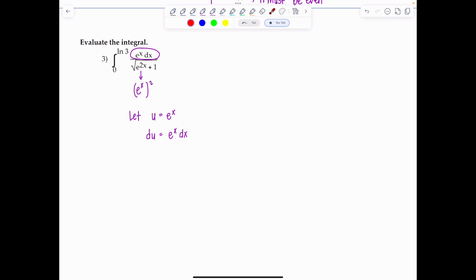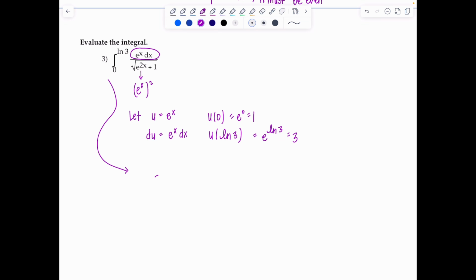These belong to x, so I need to change them to limits in terms of u. So u of 0 is e to the 0, which is 1. And then u of ln of 3 is e to the ln of 3, which is 3. So those are my new limits. Okay, you can't leave the old ones. Everything has to match, otherwise it's not well defined. So we have the integral from 1 to 3 of du over square root u squared plus 1.